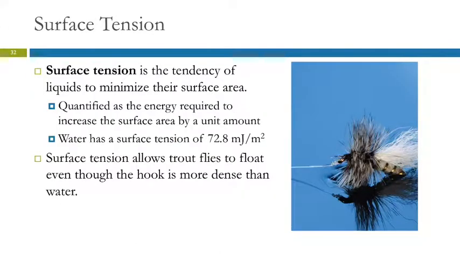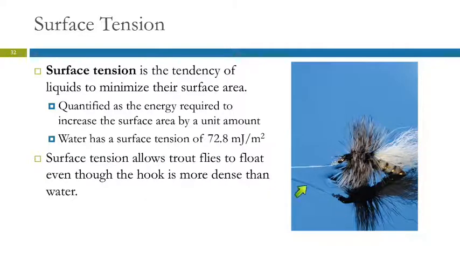So surface tension: the tendency of liquids to minimize their surface area. We can quantify this, measure the energy required to increase the surface area by a specific amount. So just as an example, water has a surface tension of 72.8 millijoules per square meter. So if you took water and you were to increase its surface area by a square meter, which is pretty big, it would require 72.8 millijoules of energy to do that.